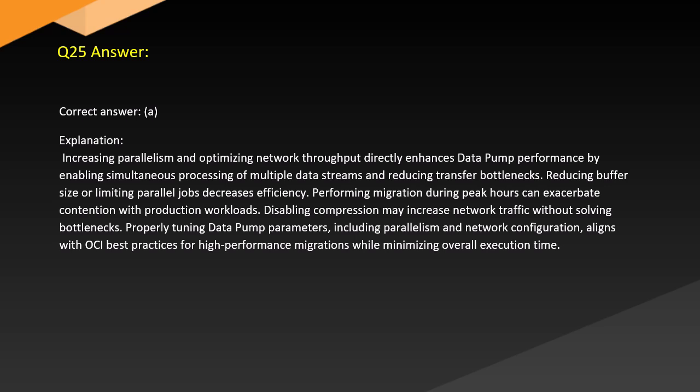Answer. Correct answer: A. Explanation. Increasing parallelism and optimizing network throughput directly enhances Data Pump performance by enabling simultaneous processing of multiple data streams and reducing transfer bottlenecks. Reducing buffer size or limiting parallel jobs decreases efficiency. Performing migration during peak hours can exacerbate contention with production workloads. Disabling compression may increase network traffic and create bottlenecks. Properly tuning Data Pump parameters, including parallelism and network configuration, aligns with OCI best practices for high-performance migrations while minimizing overall execution time.